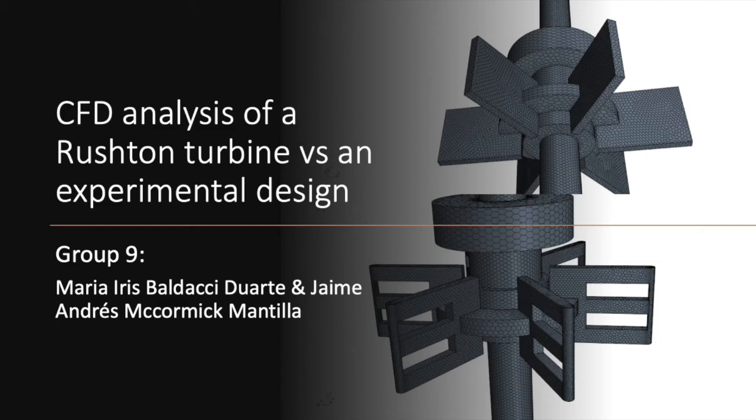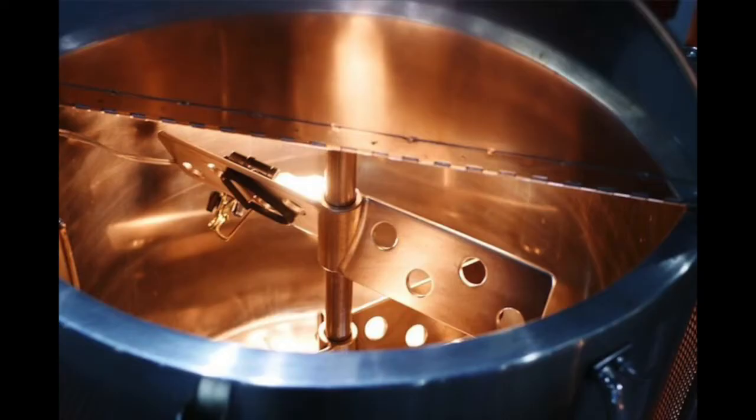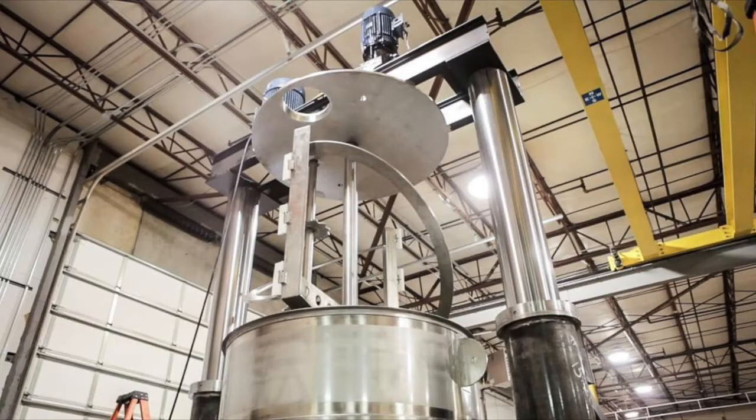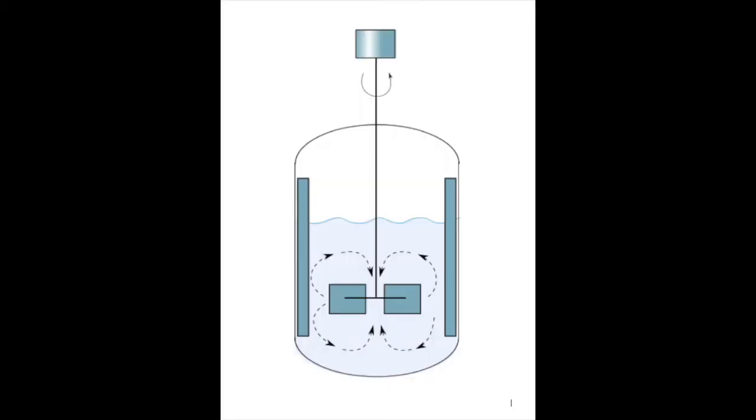CFD analysis of a Russian turbine versus an experimental design, Group 9. Mixing is a unit operation required in many industrial processes. Mixing processes are designed to blend two or more components in order to obtain a uniform mixture. This homogenization process is often connected with mass transfer, although heat transfer is also involved.